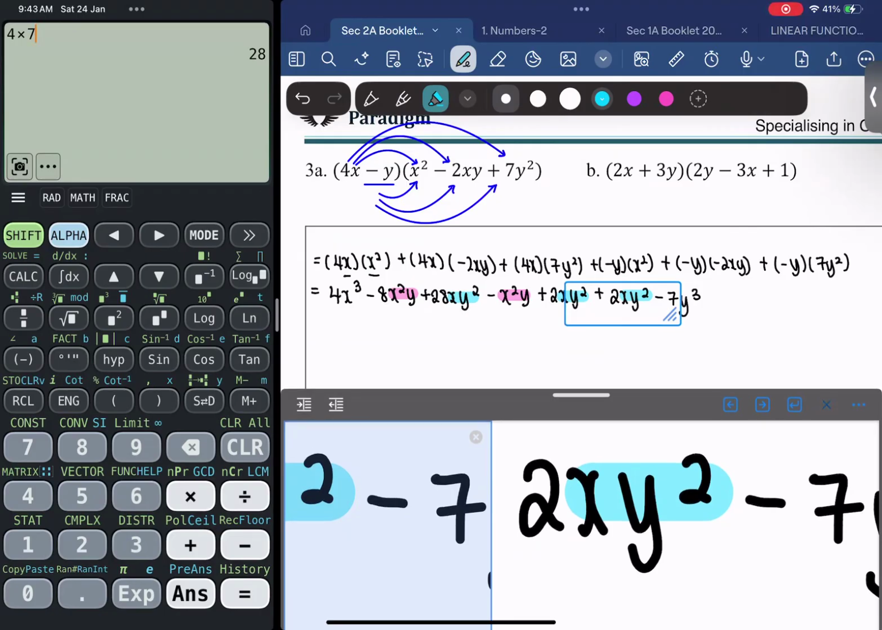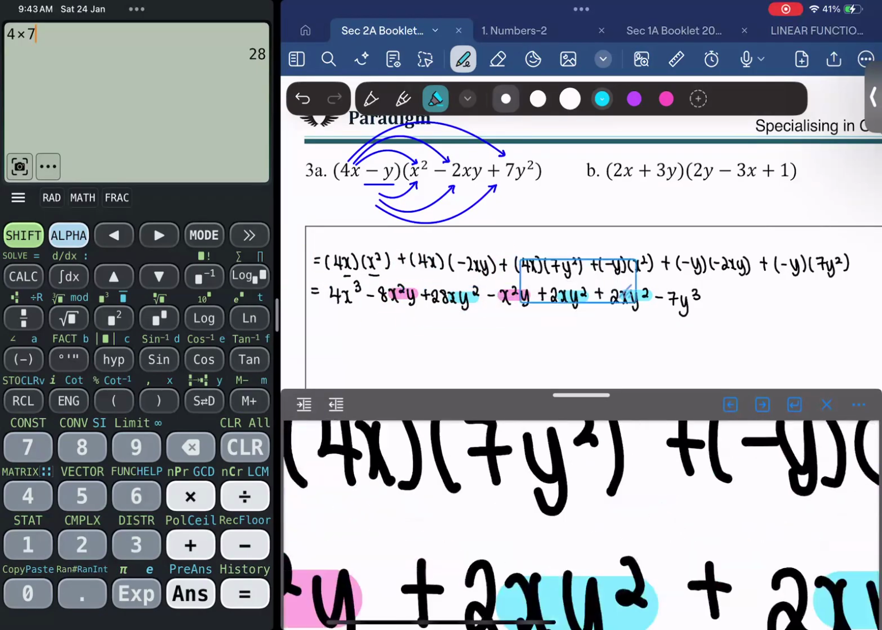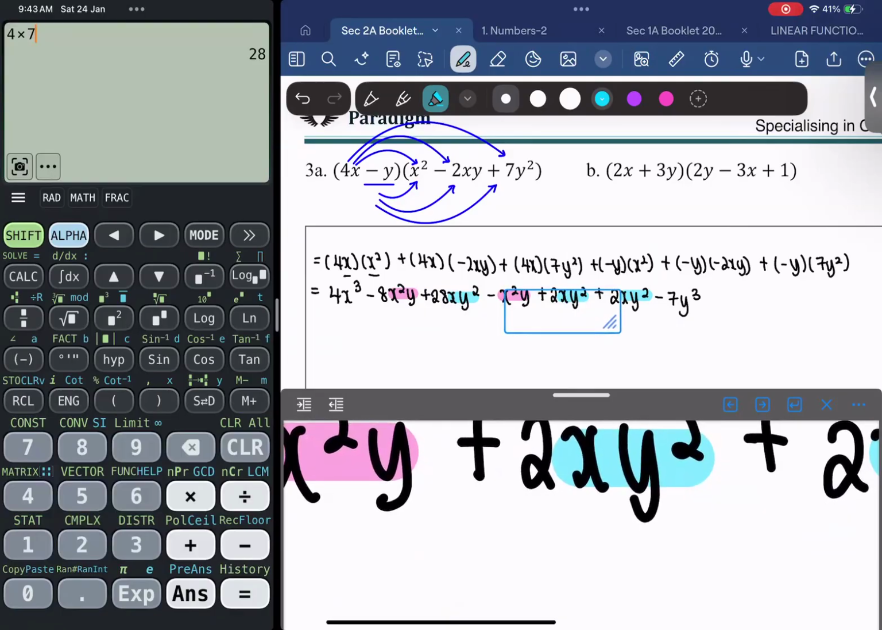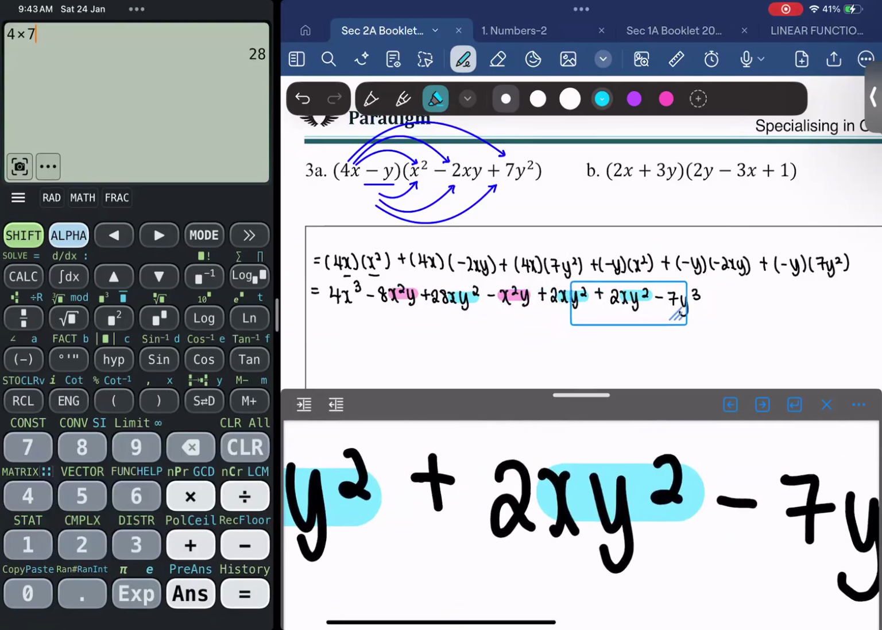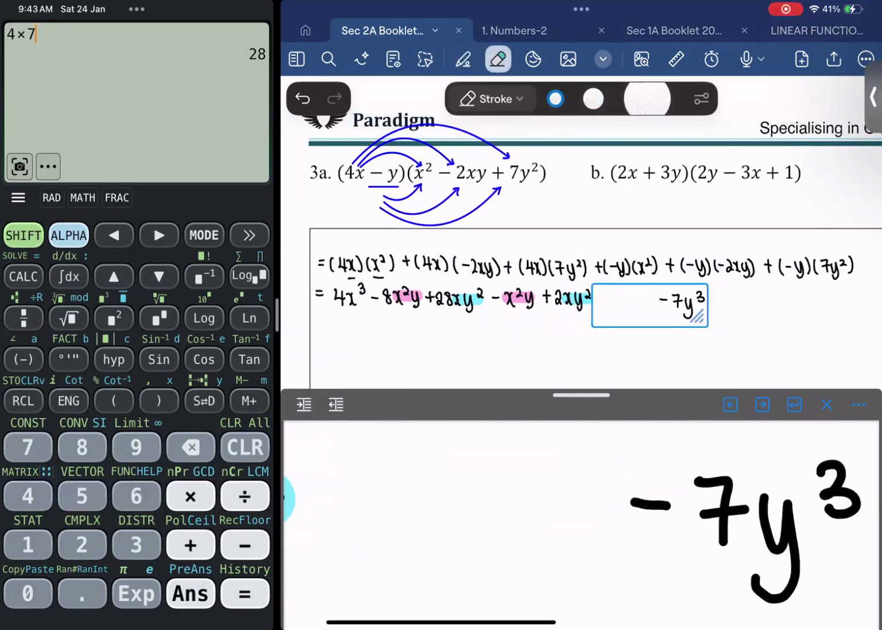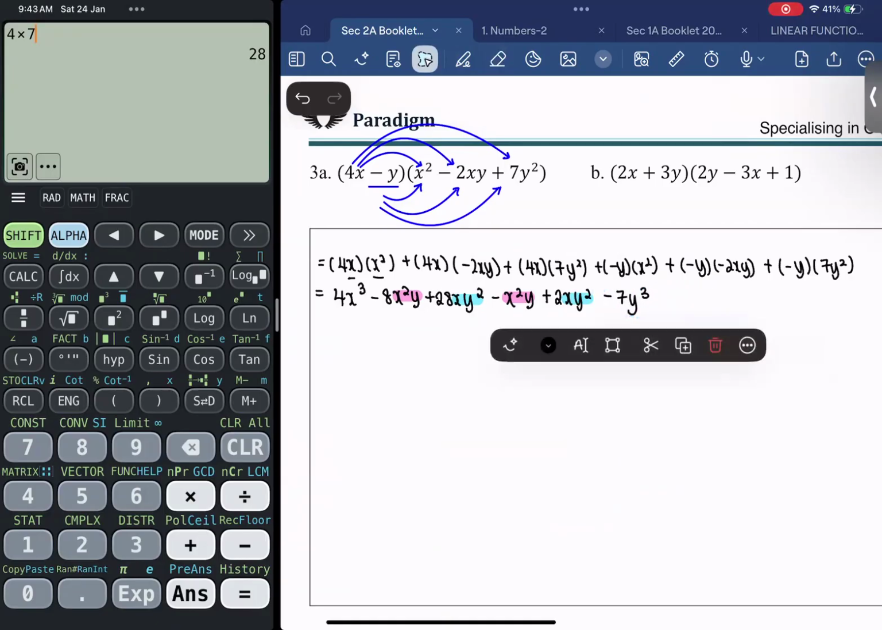Yeah, just let me double check first. Oh, sorry, I repeated this twice. This is not supposed to be here. I repeated that twice. No wonder I got an extra blue color.